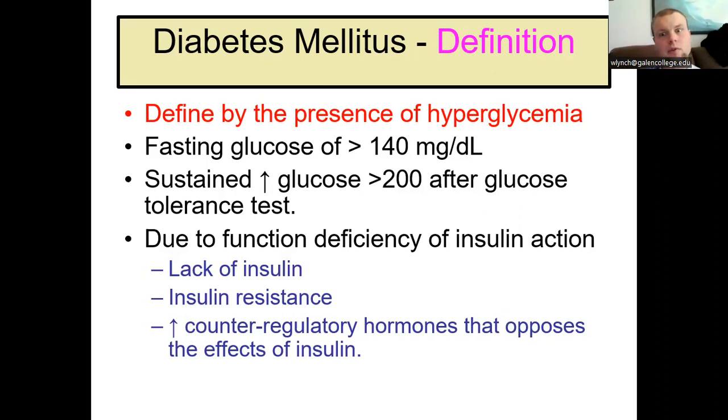We can have a couple of different reasons for it. We can have a lack of insulin production. In diabetes type 1, we have insulin beta cell destruction, so we don't actually make any insulin. We can have insulin resistance, which is the main method for type 2 diabetes, or we can have counter-regulatory hormones opposing the effects of insulin.